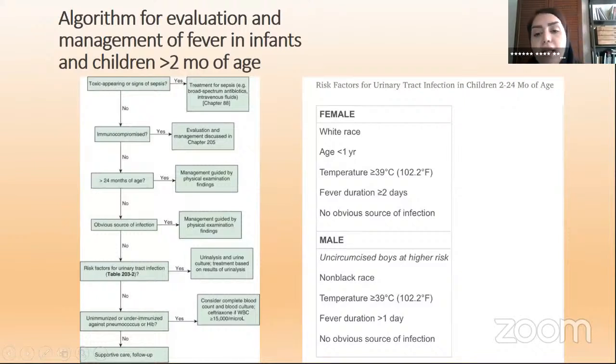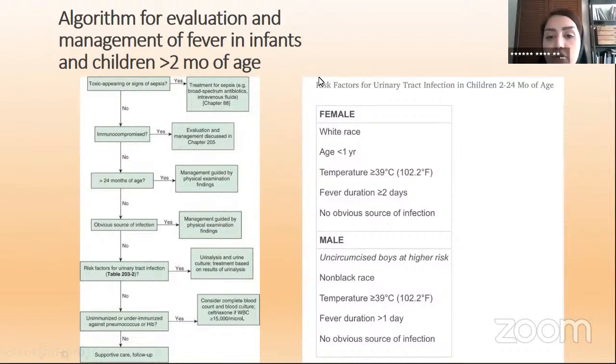In females, the risk factors are white race, age below 1 year, temperature equal to or more than 39 Celsius, fever duration more than 2 days, and no obvious source of infection. And in males, uncircumcised boys are at higher risk, non-black race, temperature more than 39, fever duration more than 1 day, and no obvious source of infection.